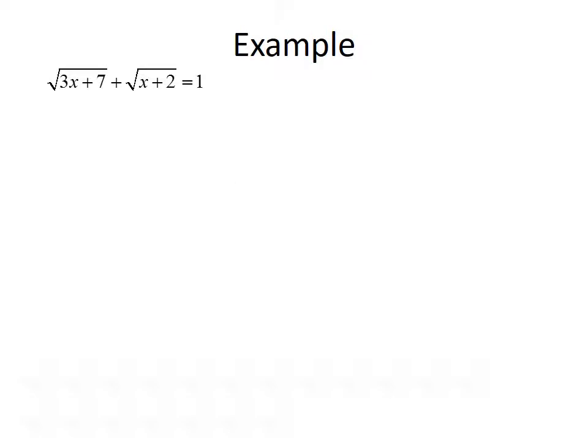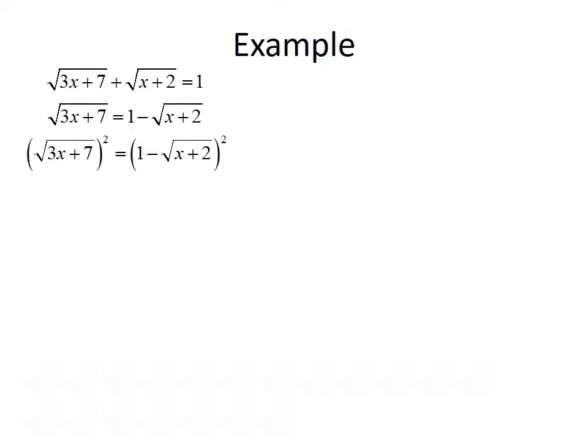Here's an example that's a little bit more challenging. The square root of 3x plus 7 plus the square root of x plus 2 equals 1. Remember, the strategy for solving a radical equation is to isolate the radical. So we want to get one of these radicals by itself. To do that, we can subtract the square root of x plus 2 from both sides of the equation. So the square root of 3x plus 7 equals 1 minus the square root of x plus 2.